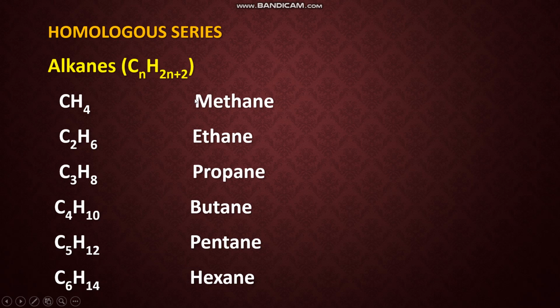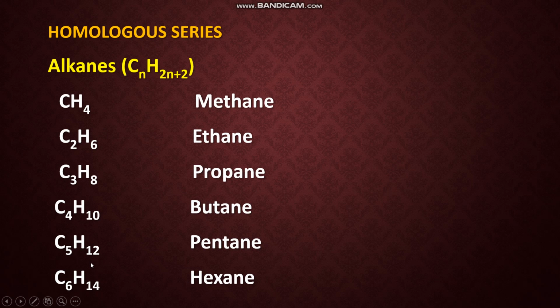And how to name them also we have learned. The one carbon atom is meth, the root word. ANE we have to give as the suffix. So methane. Similarly, we have written the molecular formula of the different members. If carbon atom number is 2, the molecular formula of alkane is C2H6. Its name is ethane. Next C3H8 propane, C4H10 butane, C5H12 pentane, C6H14 hexane, etc.